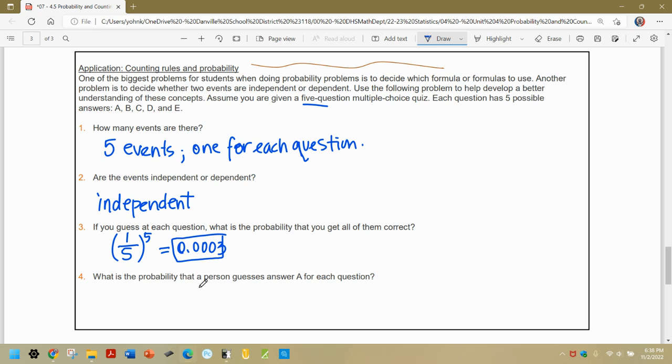What is the probability that a person guesses answer A for each question? Well, that means that they have 5 choices to choose from, and there is only one way they can choose choice A. And there are 5 questions, so it's to the 5th power, so 0.0003.